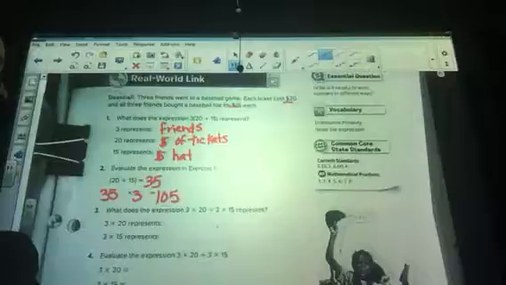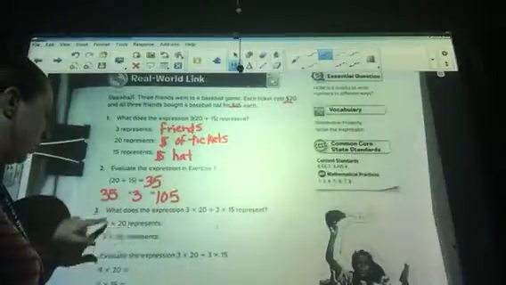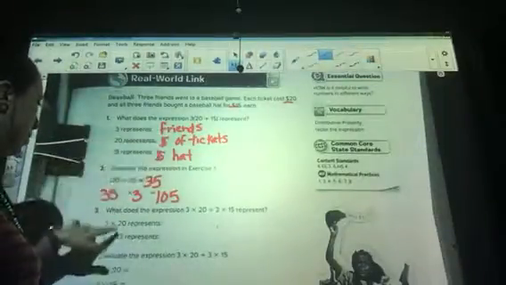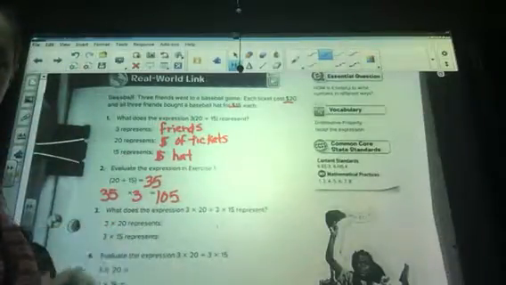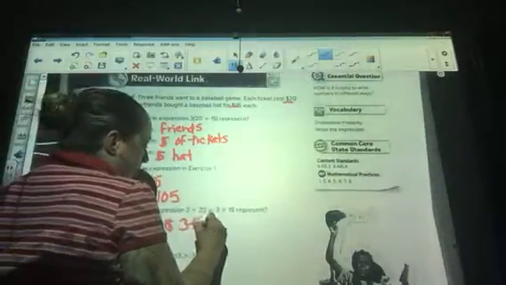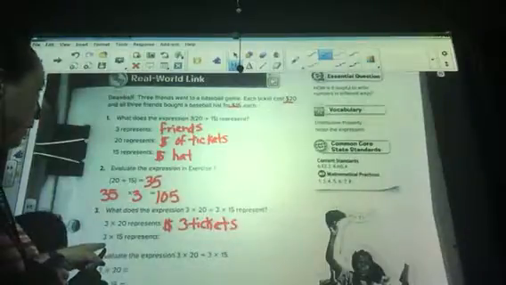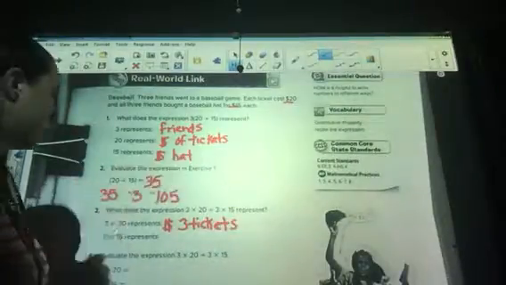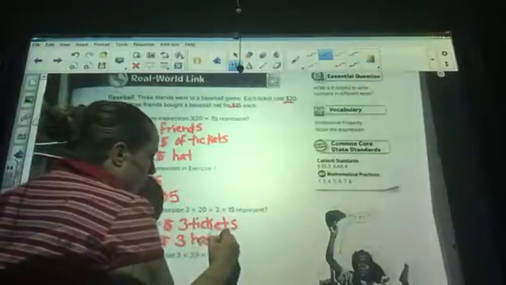So, what does the expression 3 times 20 plus 3 times 15 represent? Well, 3 times 20. Again, 3 represents friends, 20 represents tickets. So 3 times 20 represents the price of 3 tickets. How about 3 times 15? Well, again, 3 is how many friends? 15, if we look across. So we've got the price of 3 friends' hats.